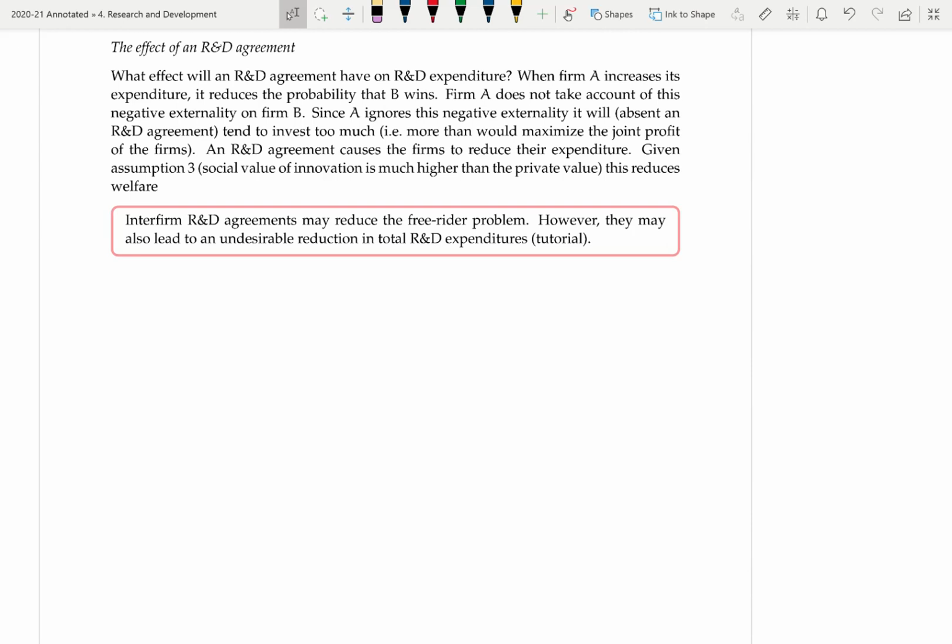We will look at both these cases in the tutorial using a concrete example. So this is why the policy is more lenient towards agreements about research and development. It can be that the R&D agreements increase social welfare.